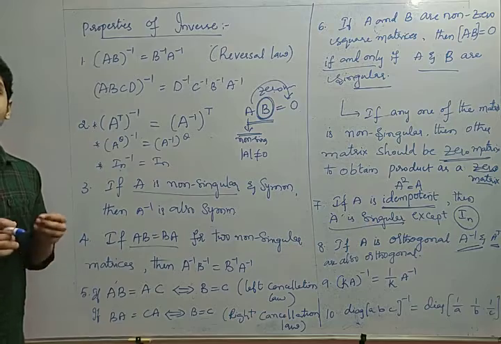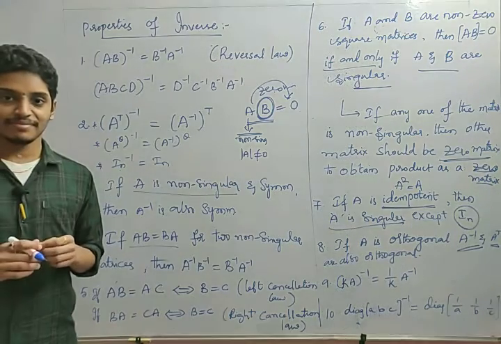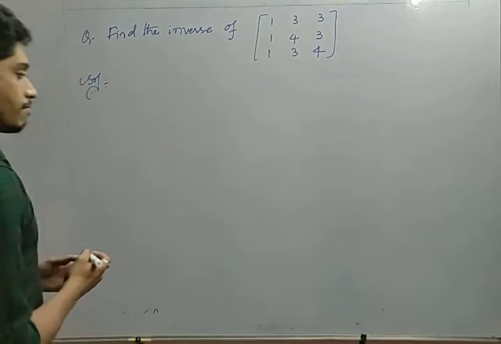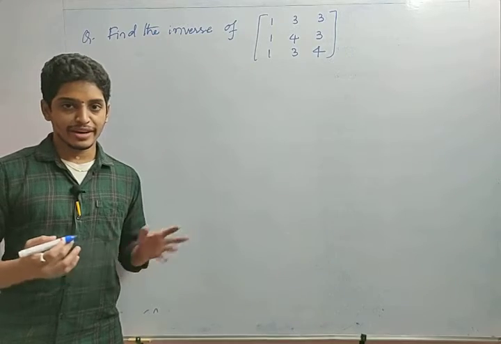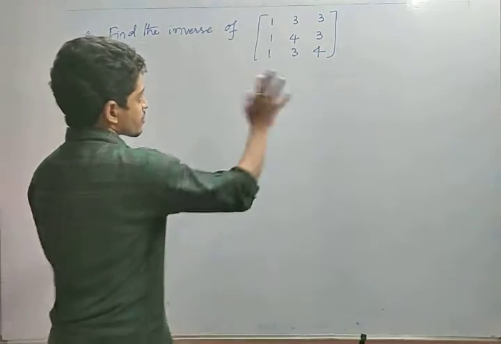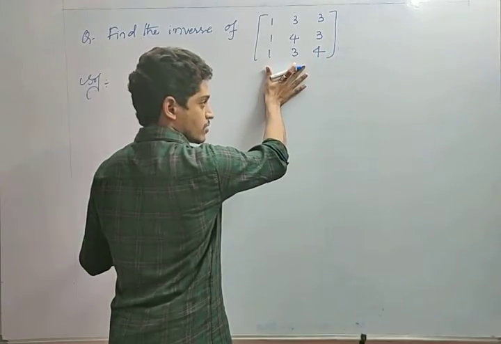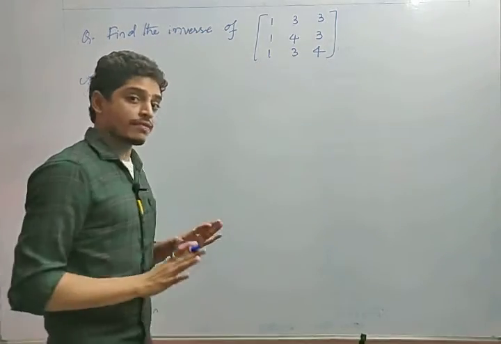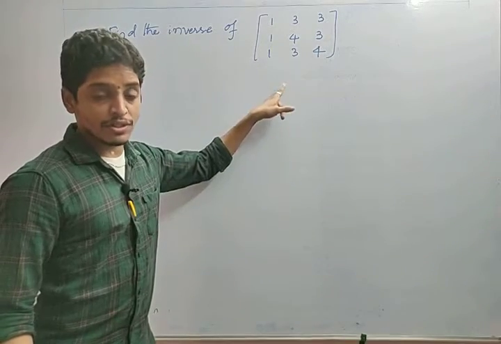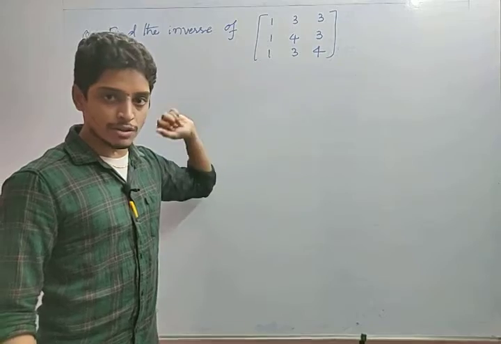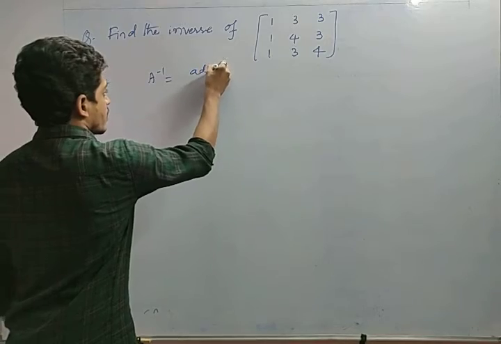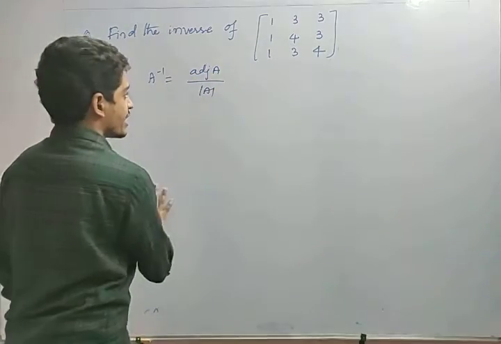Now I will be showing you how to calculate exactly the inverse of the matrix. Now, let us see how to find the inverse of a square matrix, right? See, friends. First of all, check whether this matrix is singular or non-singular. If it is a singular matrix, then A inverse does not exist. If it is non-singular, where determinant is not equal to 0, then only the inverse is possible, right? We already know that A inverse is equal to adjoint A divided by determinant A. So find determinant A first.